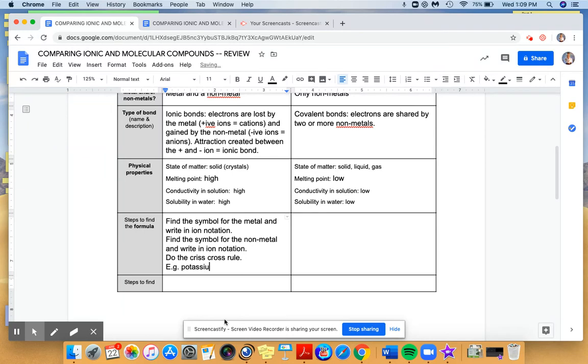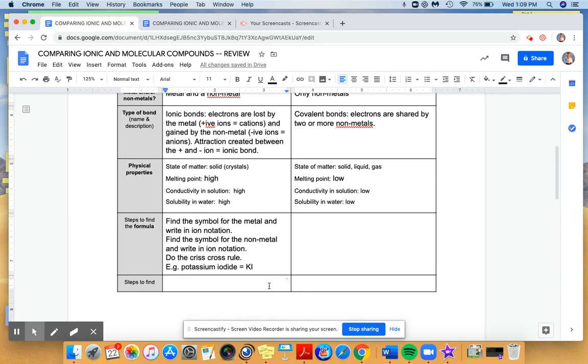So for example, if I gave you potassium iodide as an example, potassium is K plus, iodine is I minus. So when we do the crisscross rule, you just actually end up with KI, because they're just ones and you don't have to write the ones.